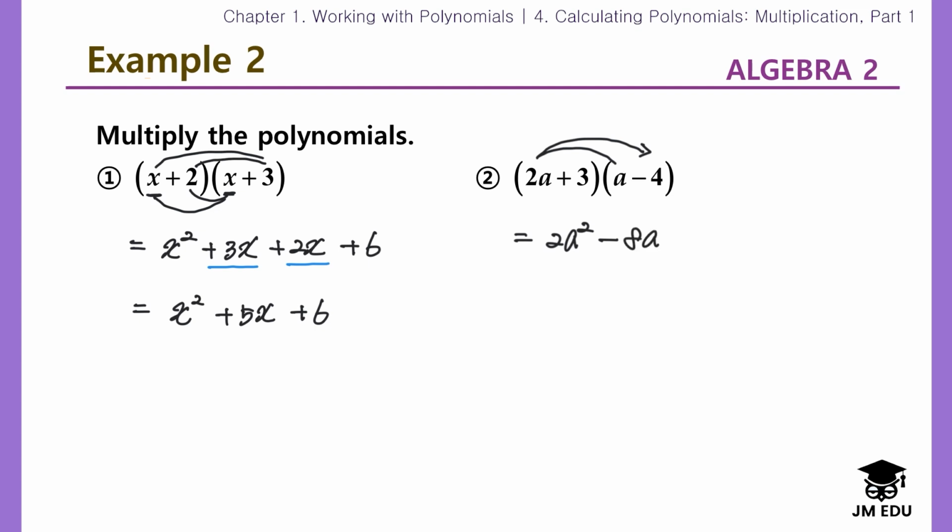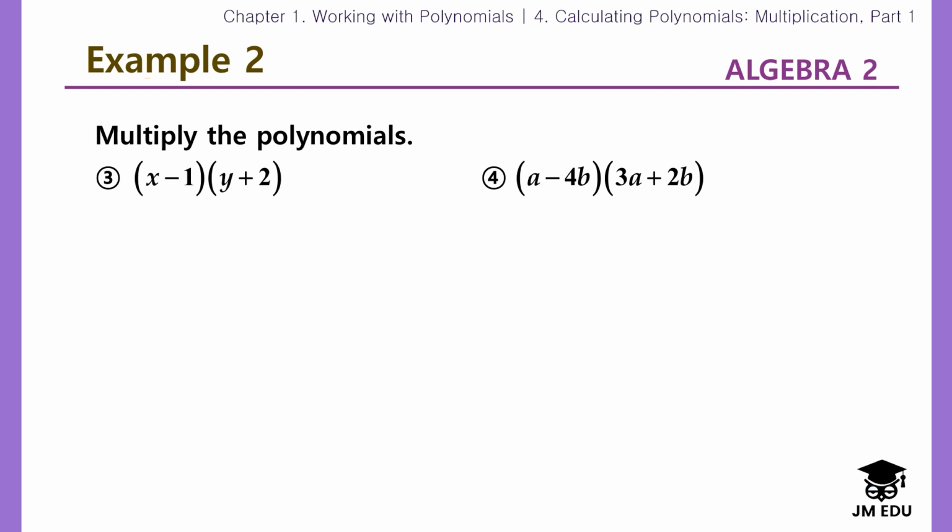Inner, the product of the inside two terms. So 3 times a, that's plus 3a. Last, the product of the last two terms. 3 times minus 4, that's minus 12. So that's going to be equal to, here we have two like terms, right? The a term right here, the a term right here. So that's going to be 2a squared minus 8 plus 3, that's minus 5a, minus 12.